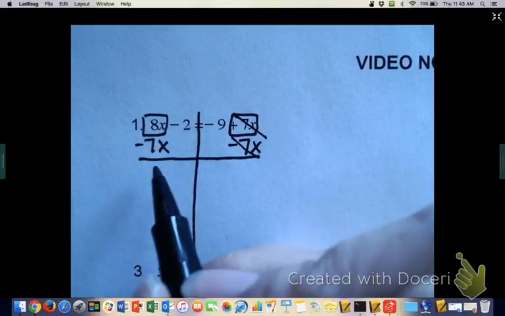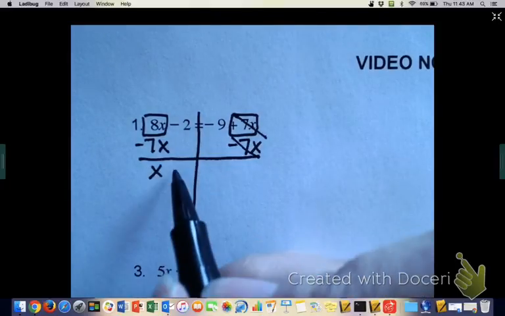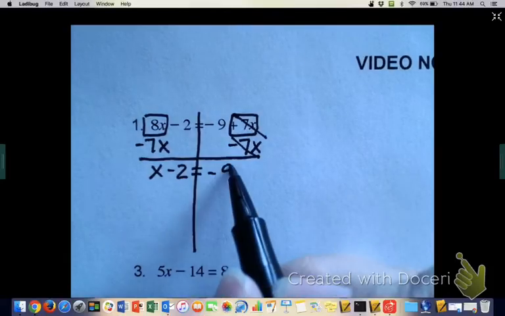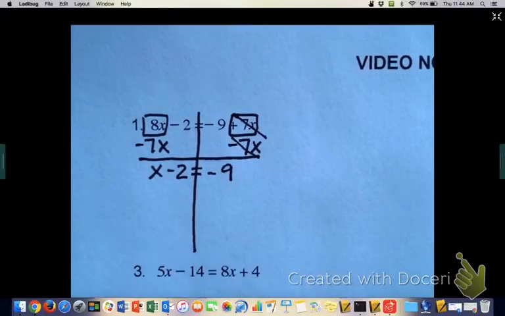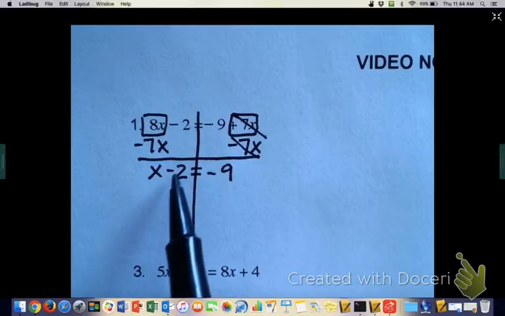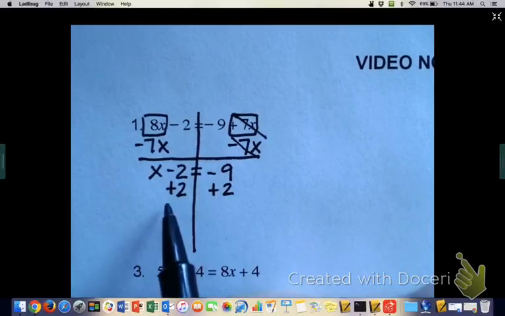8x minus 7x is 1x, or you can just call it x. Bring down your minus 2. Bring down your equals, bring down your negative 9. Almost done. The only thing that you have left to do is get x completely by itself, so we've got to get rid of this guy. How do you get rid of something being subtracted? You add it. So plus 2, what you do to one side, you also do to the other.